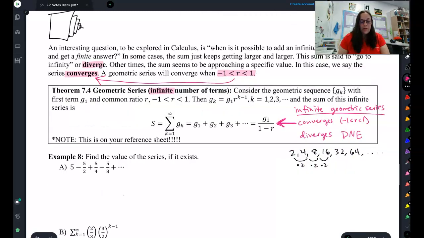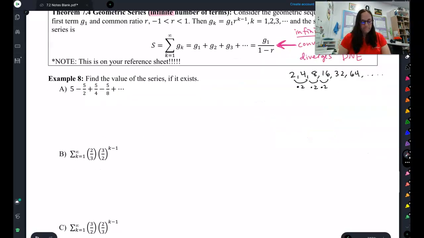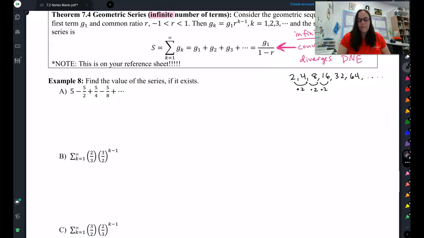So that's how we deal with infinite geometric series. First off, we find out if it converges or diverges. If it diverges, we say DNE. If it converges, we plug in this equation. And that all depends on what R is. So let's try that here.